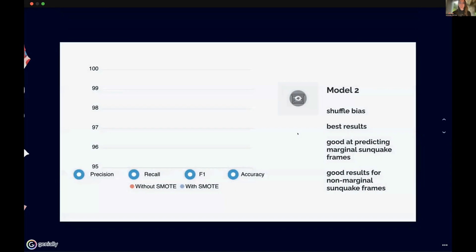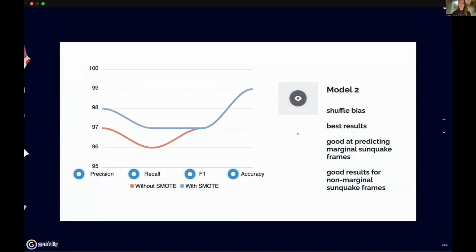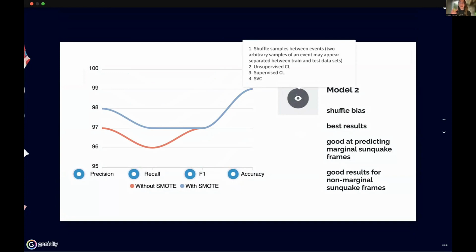If we are to look at the second model, it's the same steps. It's just that the shuffling is done differently. So for this model, if I take frame 1 and frame 2 from the same event, it is possible that frame 1 resides in the test set and frame 2 resides in the training set. This model had good results for all frames, not only marginal, but we did find similarities between the two models, even though trained differently. It is also very good at separating in the vector space, separating marginal Sunquake frames, just like the previous model.